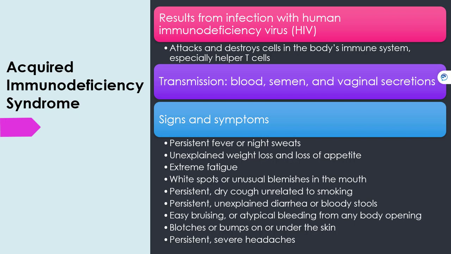Acquired immunodeficiency syndrome results from infection with HIV, which falls within a special category called the retroviruses. An individual can be HIV positive and as such infected for years before any signs of AIDS appear. It attacks and destroys cells in the body's immune system, especially the helper T cells. It is transmitted via blood, semen, and vaginal secretions.